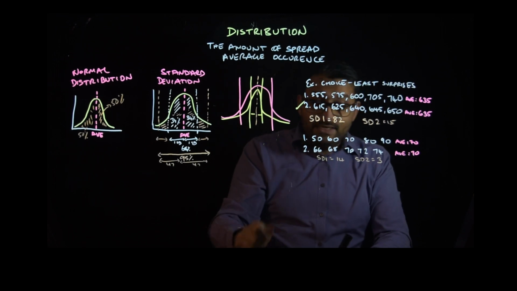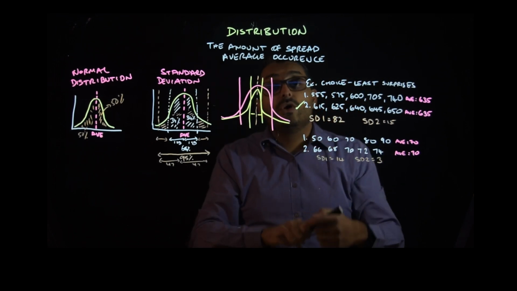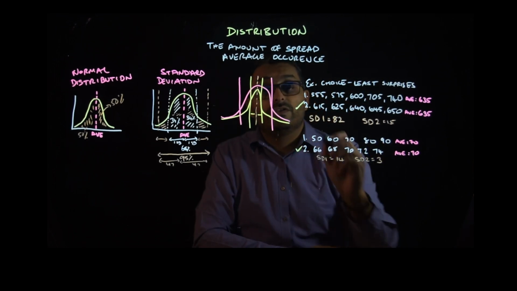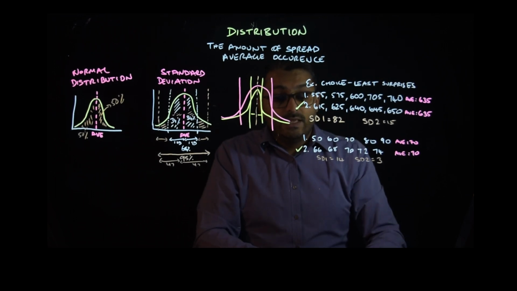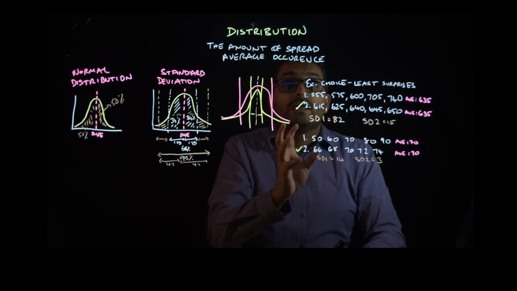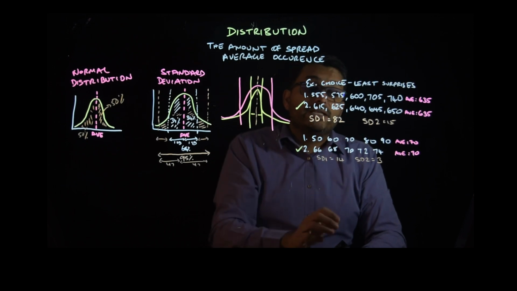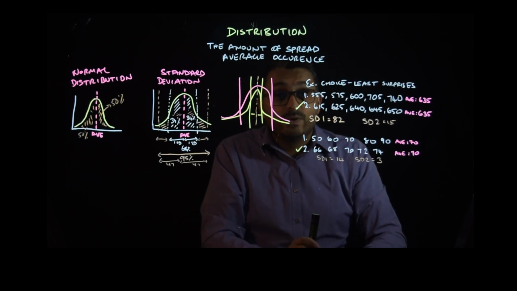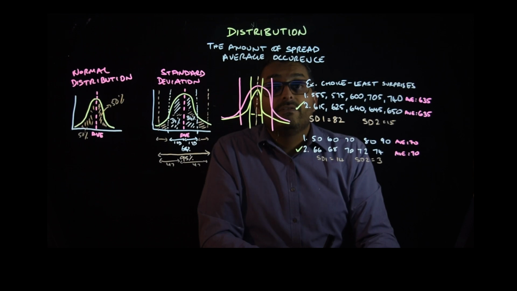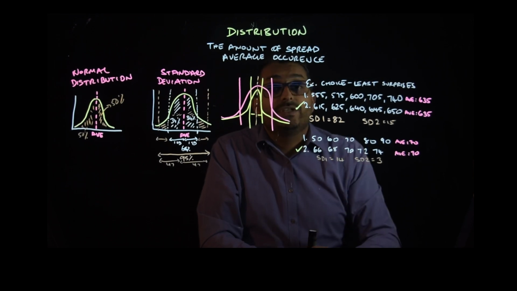So again, I would go for set 2, because set 2 is a better choice because it is narrower in terms of its deviation from the average, so it is a better choice.